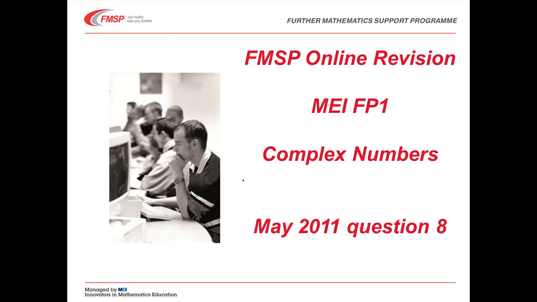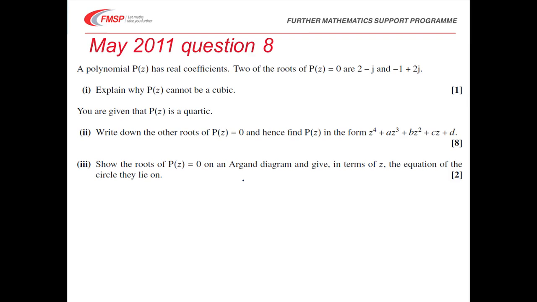Hello. In this video we're looking at MEI FP1, the May 2011 paper question 8, which is on complex numbers. Read the question through first. We're given a polynomial with real coefficients and told two of its roots, which are complex. We're asked to explain why p of z cannot be cubic. It's only 1 mark, so that's not going to be a long explanation.